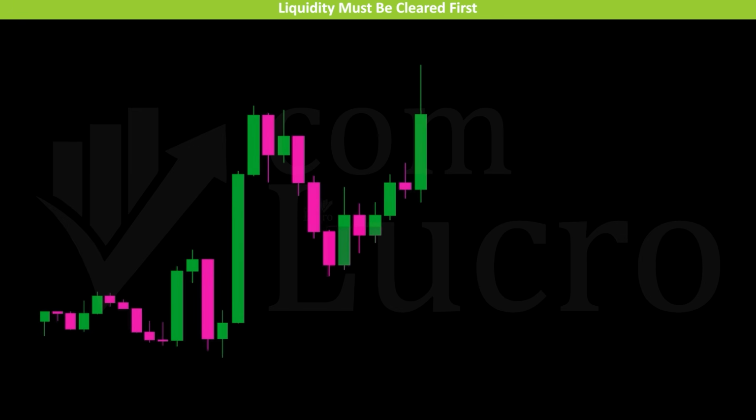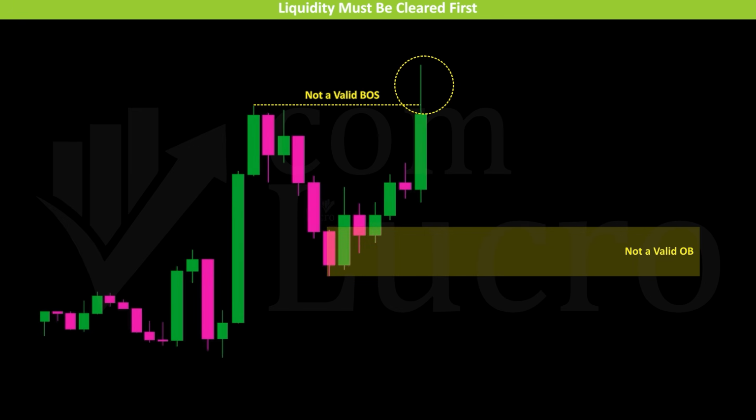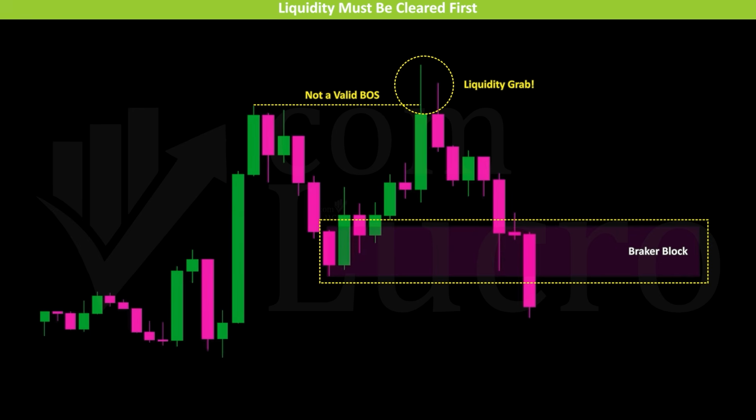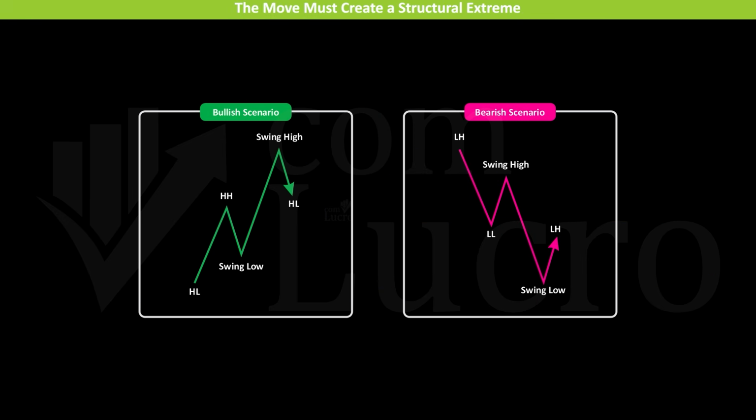When identifying a valid order block, the price must break and close above or below the recent swing high or low to confirm a proper break of structure. However, this condition does not apply to breaker blocks. When identifying a breaker block, the candle body does not need to close above or below the recent swing point. The second rule states that in a bullish scenario, the sharp movement should create a higher high, and in a bearish scenario, it should create a lower low.